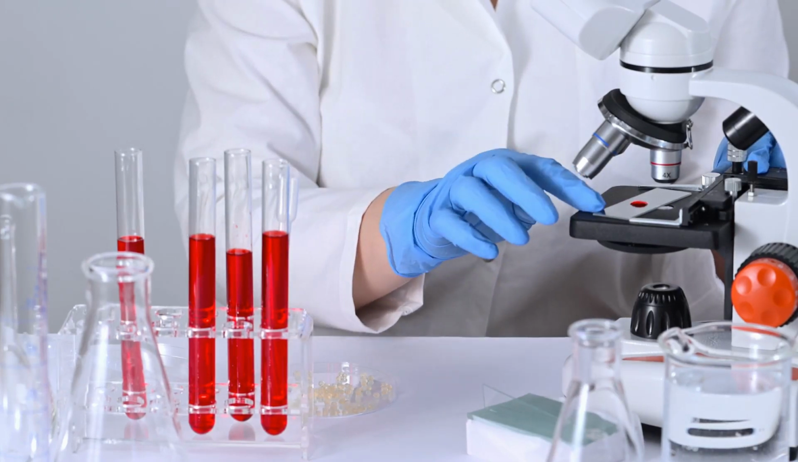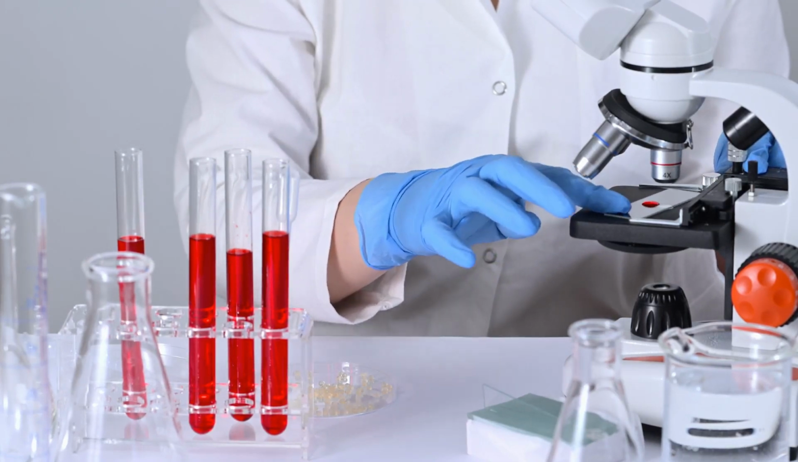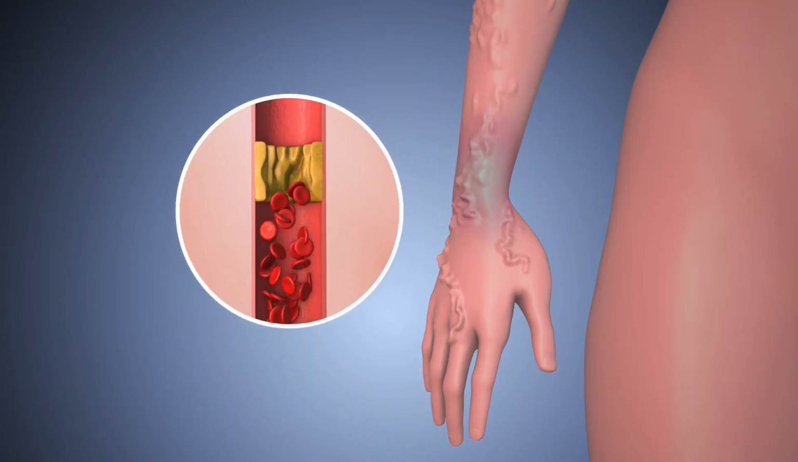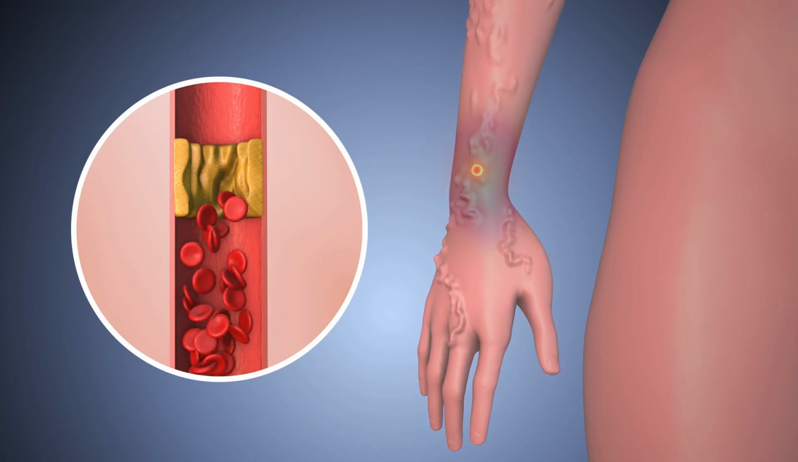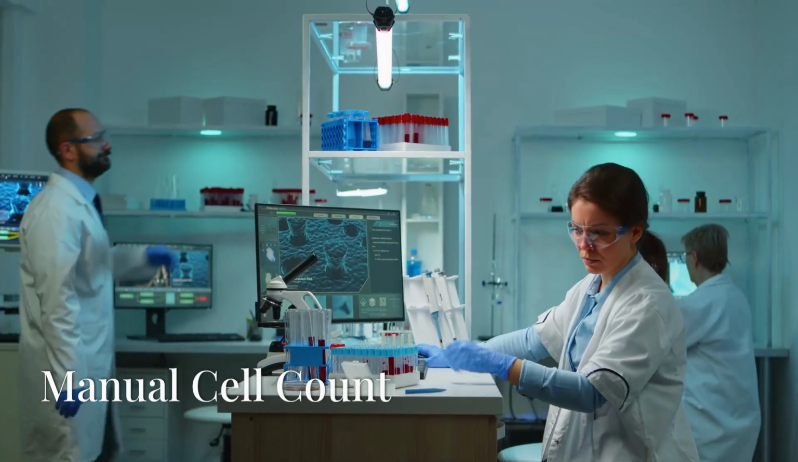Coagulation and clotting time evaluates the blood's ability to clot and measures how long it takes for clot formation. It's used to diagnose bleeding disorders like haemophilia and monitor anticoagulant therapy.